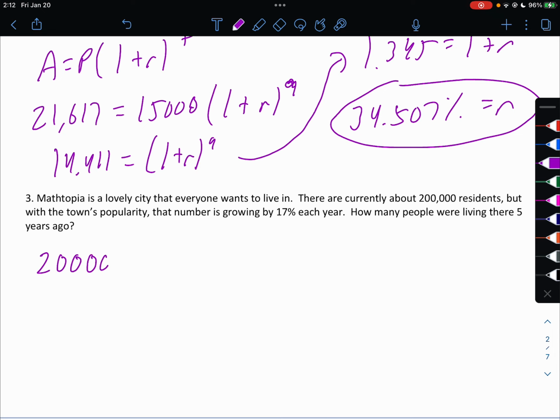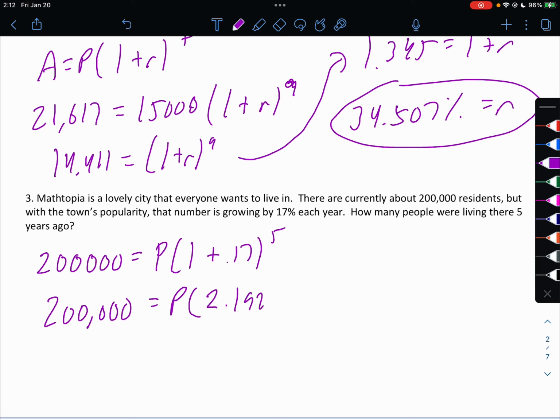We could set this 200,000 equal to our principal times 1 plus 0.17 to the 5. Or you could put 200,000 here and make this a negative 5 power. Both of these will work just fine. But we have this set up here, so let's go ahead and do this the way we got it written. So 1 plus 0.17 raised to the 5th power, and 200,000 divided by that number. That's about 91,222 people.